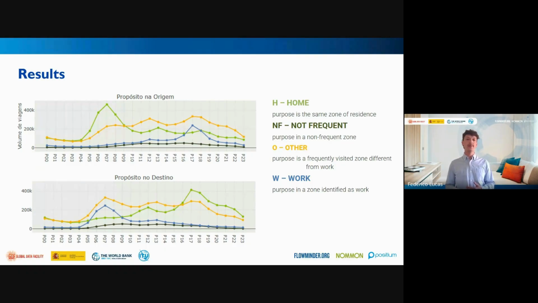The other category, which is frequent trips different than work, captures a mix of hybrid work patterns. In both charts, the curves follow the expected pattern with the blue line, but with an extra peak around lunchtime.